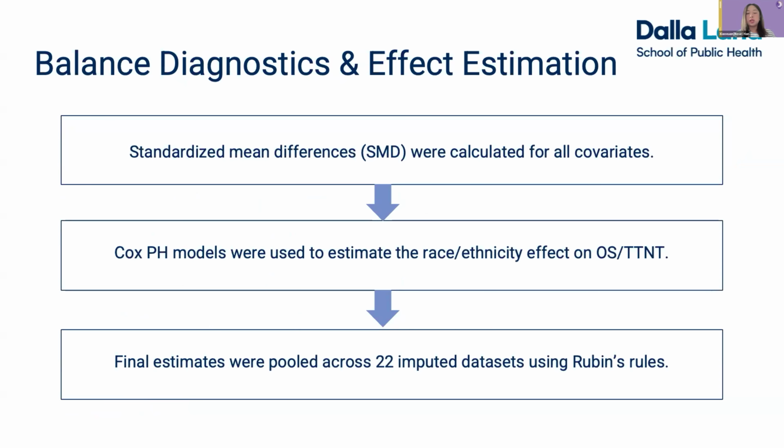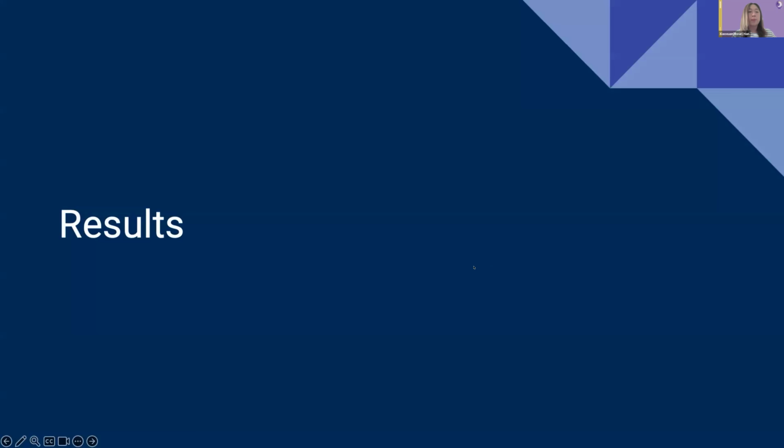So the overall workflow of estimating the race effect starts with estimating the standardized mean differences for all covariates, and then moving on to using the Cox proportional hazard models to estimate the race effect on overall survival and time to next treatment, respectively. And lastly, I will calculate the final estimate by pooling across the 22 imputed datasets using Rubin's rules. And now I would like to show you some of the results that I derived.